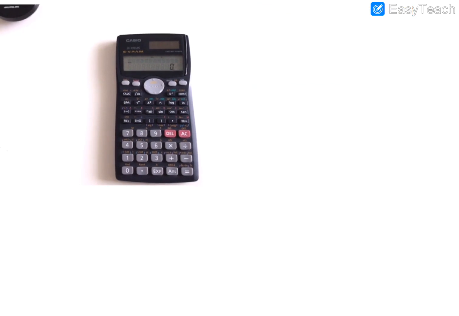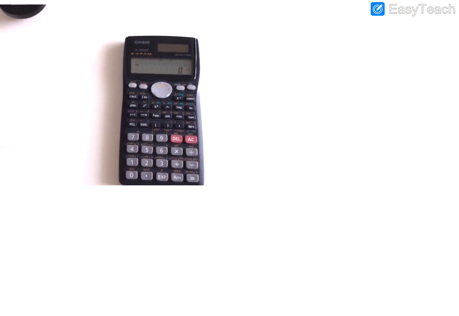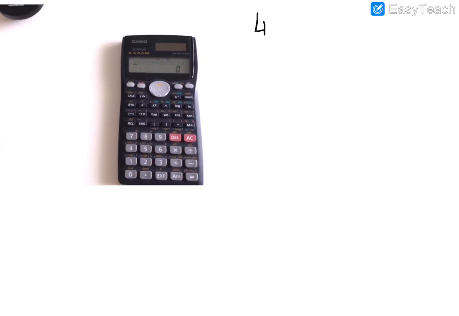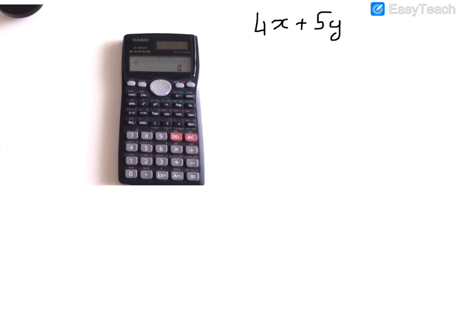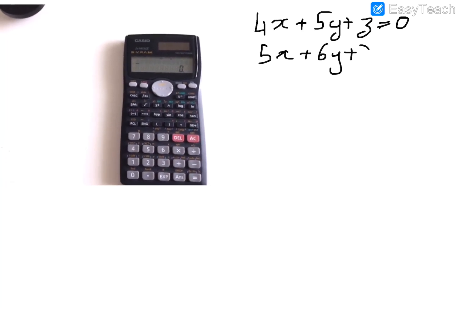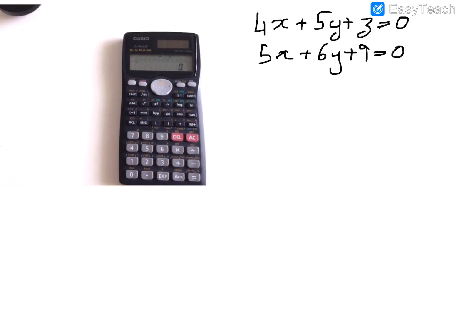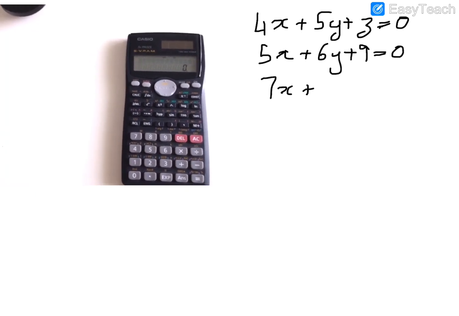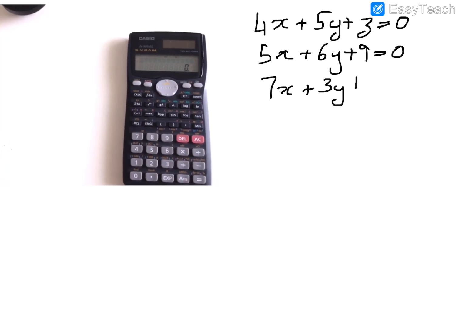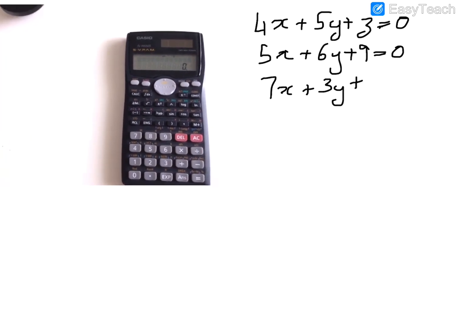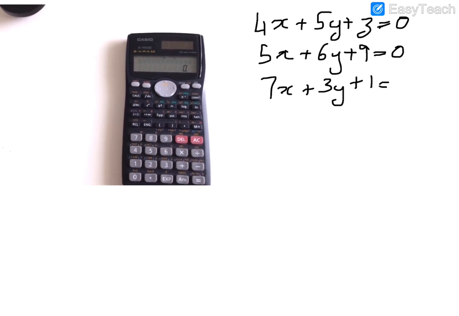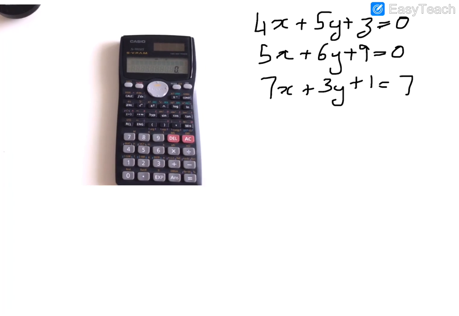And then you get the matrix which has the values of the unknown variables x and y. So similarly, you can try, let's say we have 3 equations with 3 unknowns. So let's say we have 4x plus 5y plus z equal to 0, 5x plus 6y plus 9z equal to 0, and 7x plus 3y plus z equal to 7. So let's say these are our 3 equations.